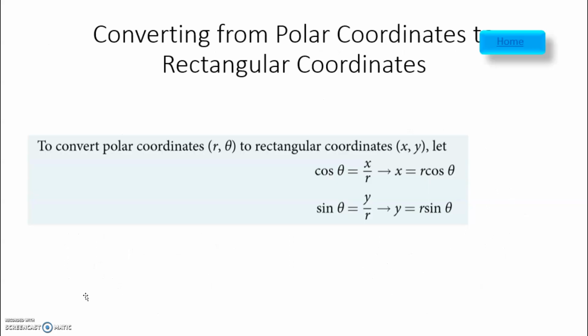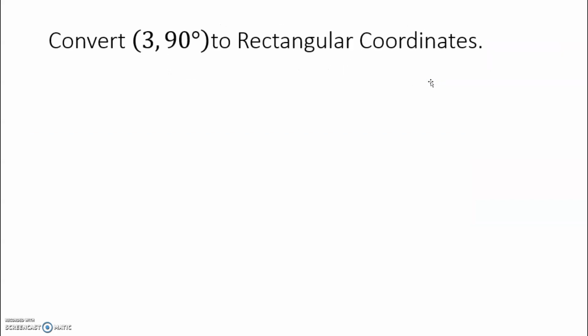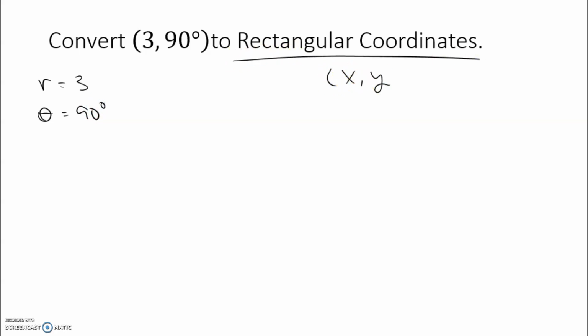Okay, so if we're going to convert from polar to rectangular coordinates, these are the formulas that I would need. Okay, actually it's really just these right here. Now that's if you're starting at polar and you're going to rectangular coordinates. So like this one, convert 3, 90 to rectangular coordinates. So they're saying that r is 3 and my theta is 90. So my rectangular coordinates, that is x, y.